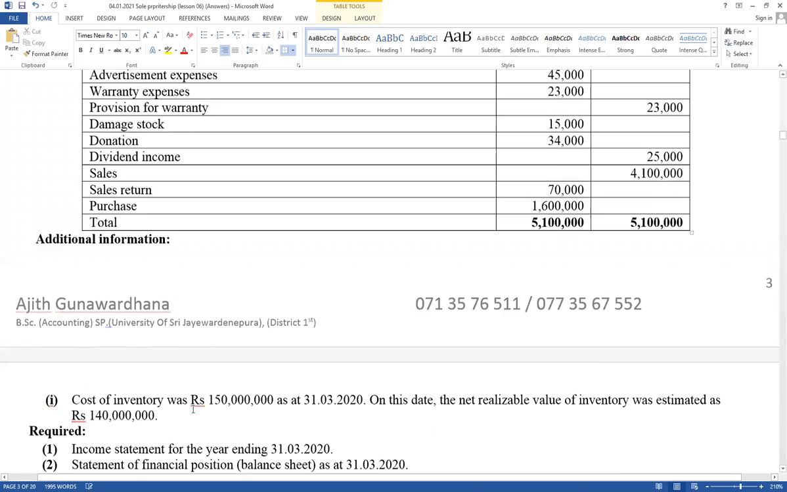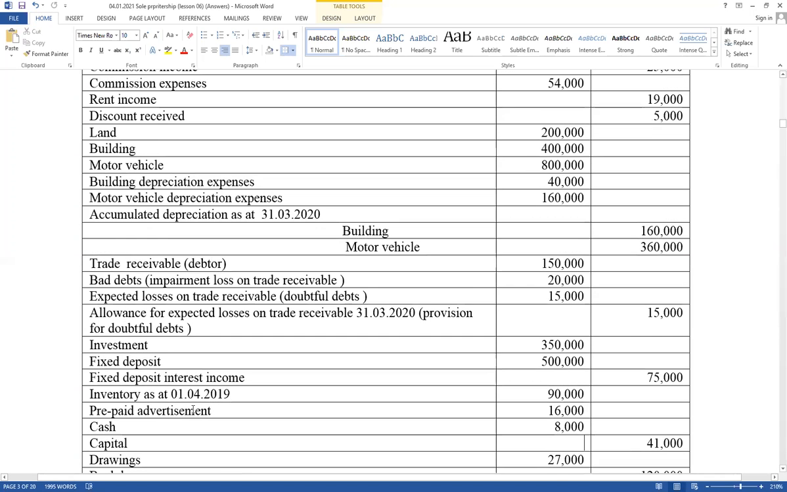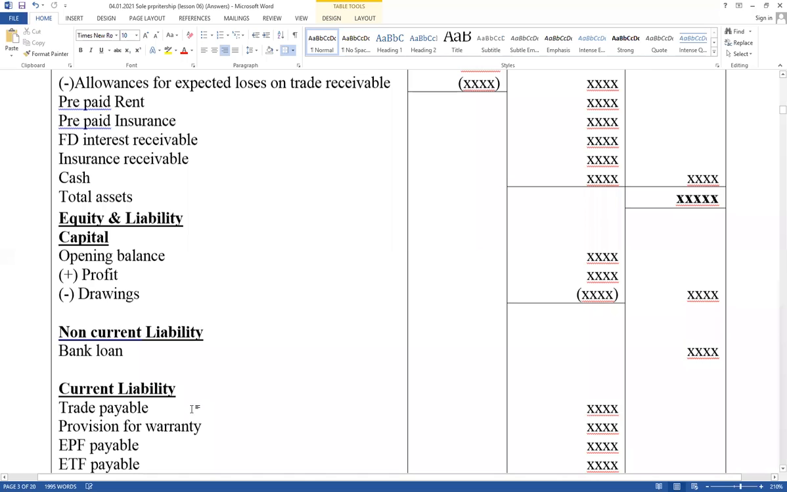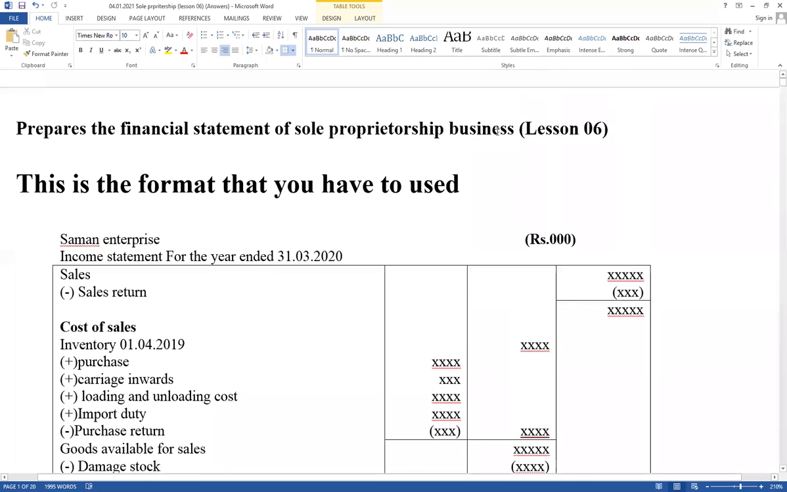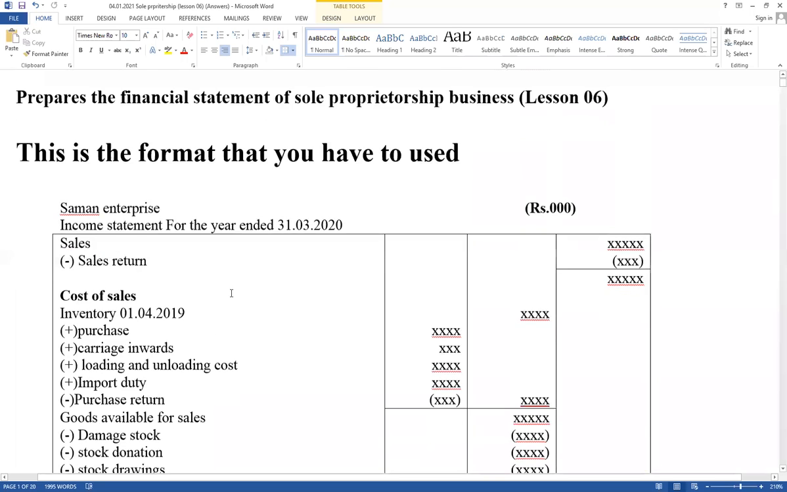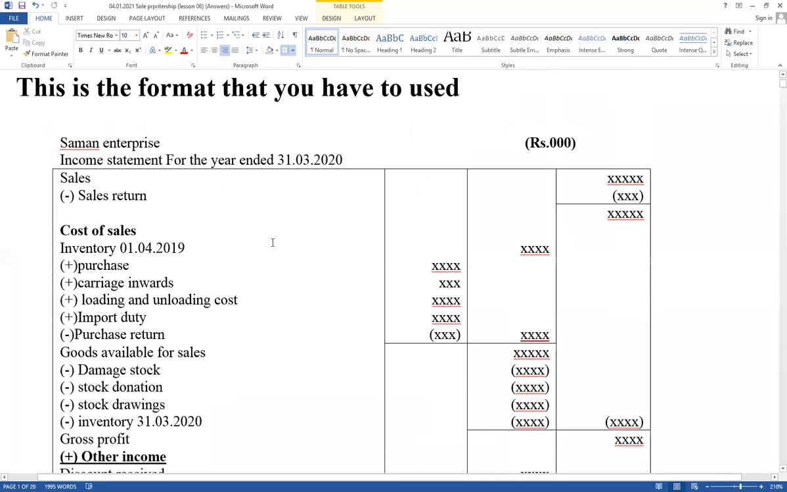Right. Now think about what format. This is the format you have to apply. Lesson 6. Think about this as the format for the income statement. There are 3 columns for the income statement. First one, try to get an idea about the format.